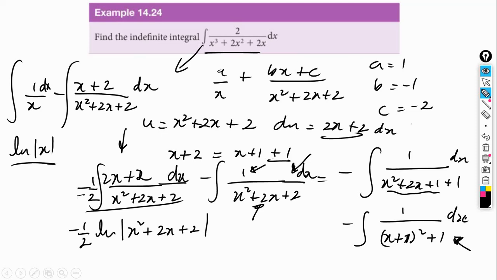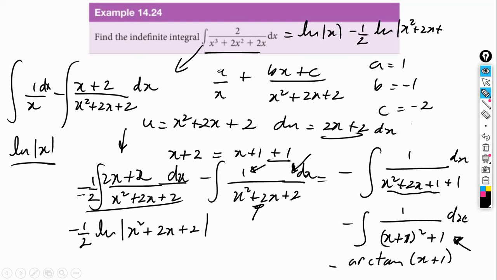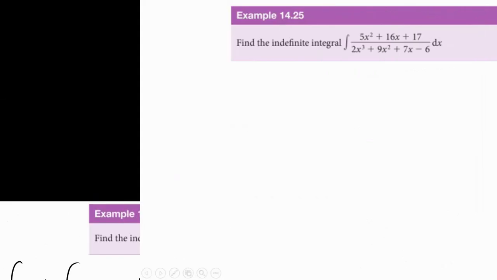So we have a solution, because this would simply be minus the arctangent of x plus 1. So we have the final solution. This is going to equal the natural logarithm of the absolute value of x, minus 1/2 the natural logarithm of the absolute value of x squared plus 2x plus 2, minus arctangent of x plus 1, and let's not forget plus c.